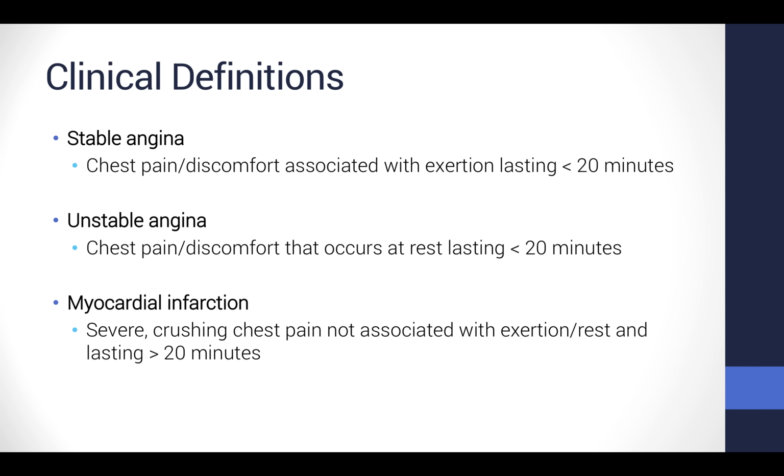So clinical definition. How do we actually differentiate between the different parts of that continuum that I was talking about? The first condition that we're going to talk about is called stable angina, and that's basically defined as chest pain or discomfort associated with exertion and lasting less than 20 minutes. The key thing is that stable angina is associated with exertion, so exercise, emotional stress, anything that's going to put the heart into exertive mode. That's going to trigger this type of chest pain. Again, it doesn't last very long, usually less than 20 minutes, and it's entirely reversible.